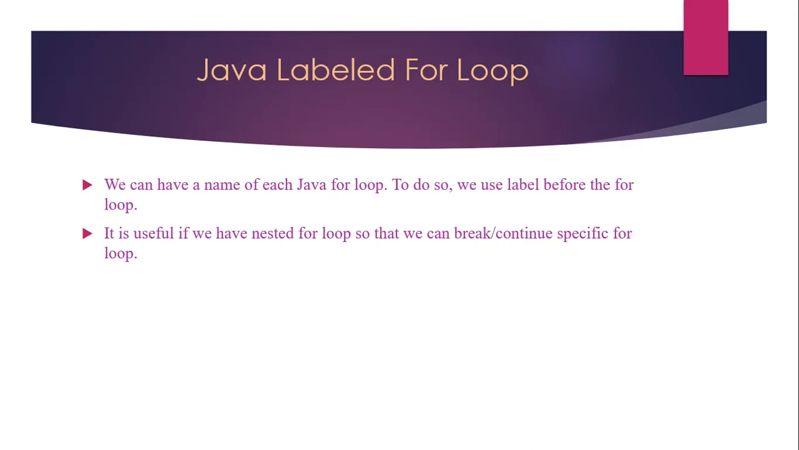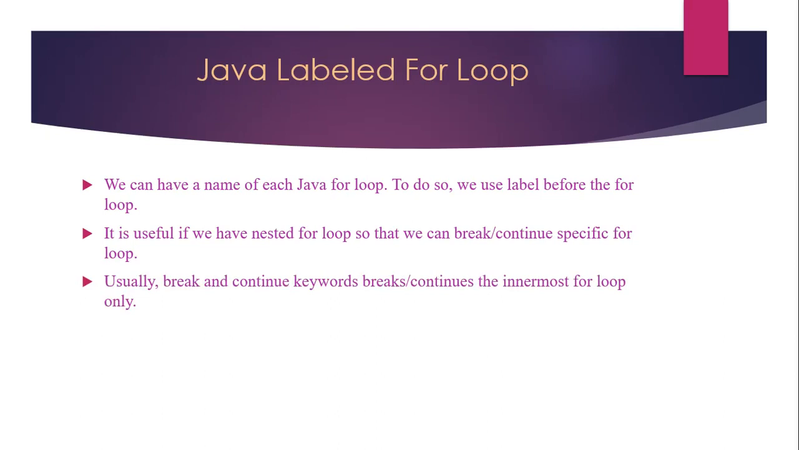In that case, there is some difficulty to know which loop is executed because we don't know the name of the loop. So in that case, we use Java labeled for loop, in which we can give a label to the outer loop or inner loop. Usually break and continue keywords continue the innermost for loop only.